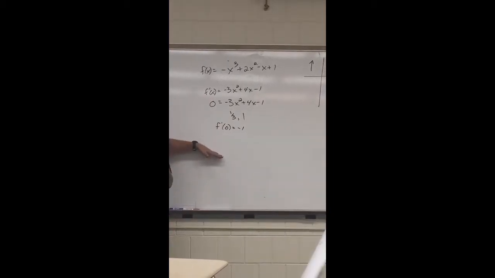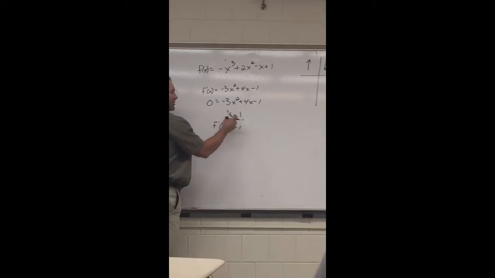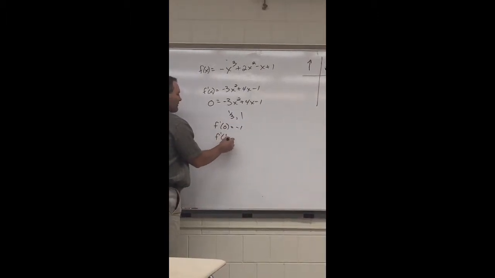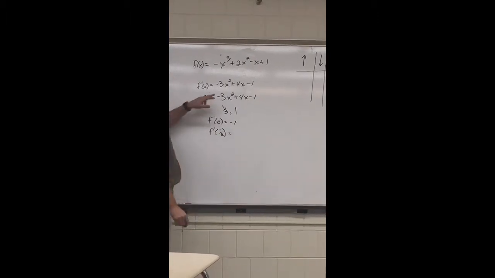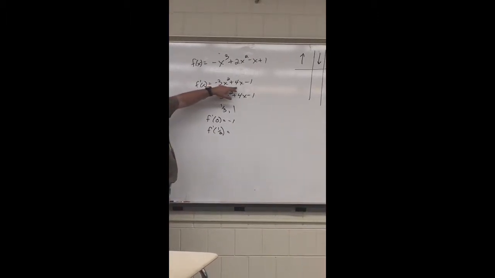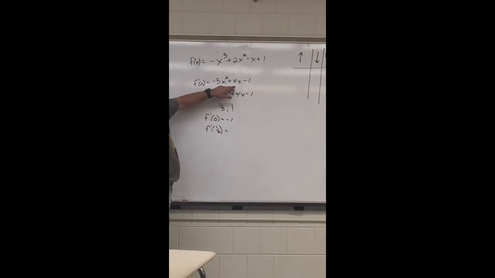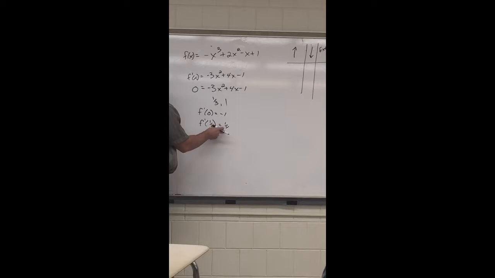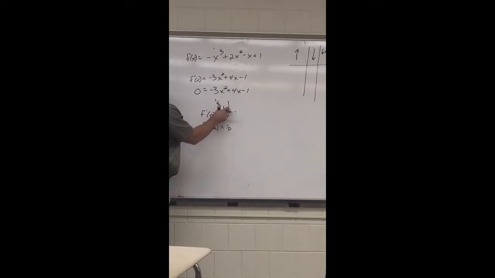Then we know it gets to 1/3. So we could verify afterwards between 1/3 and 1. I'll say f prime of 1/2. We could plug that in. We get -3/4 plus 2 is 1 1/4. So I get 1/4. So I know it is increasing at 1/2, which is between those two.